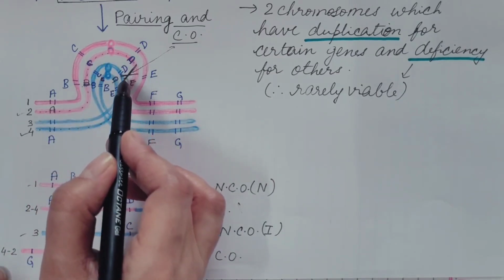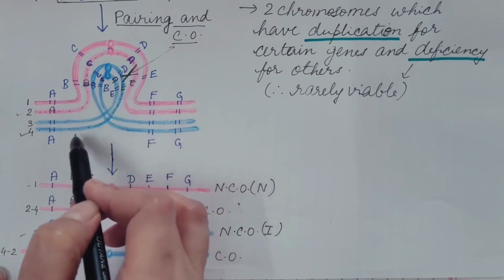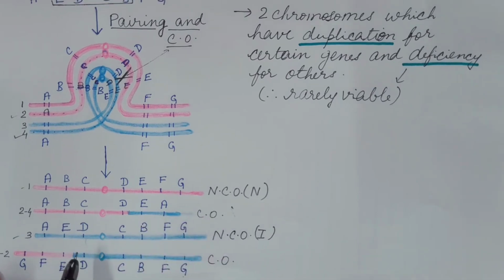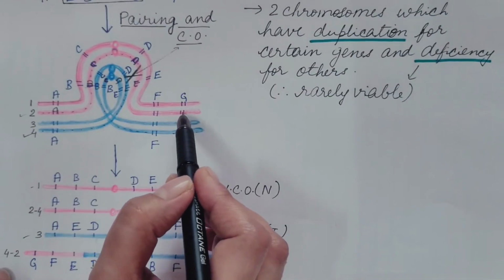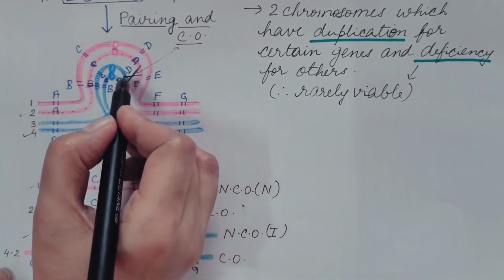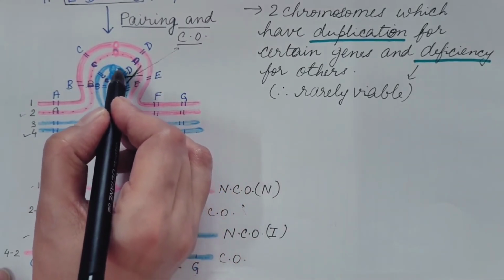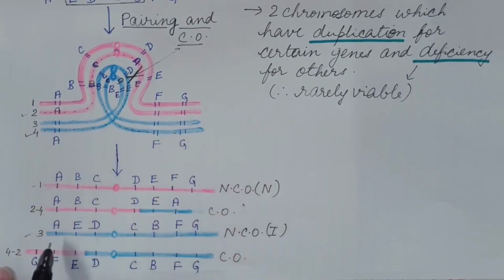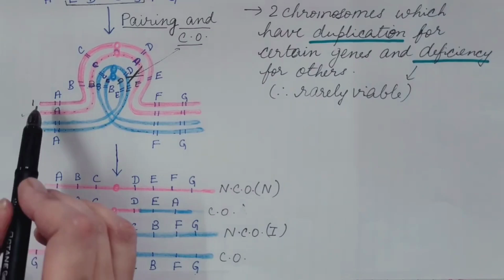Then this cross goes this way, E, A. A, B, C, D, E, A. This is one of the crossover products. So what is the second crossover product? G, F, E. This cross will go this way, D, C, B, F, G. So G, F, E, D, C, B, F, G.